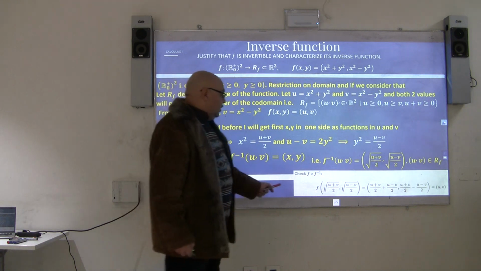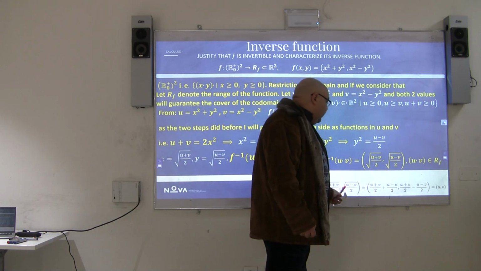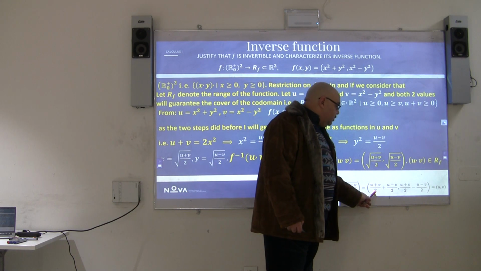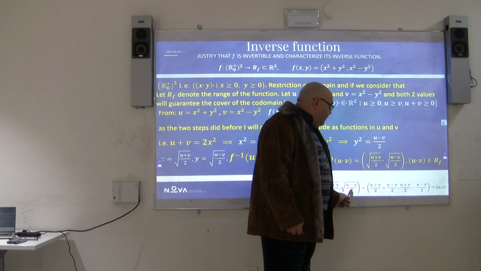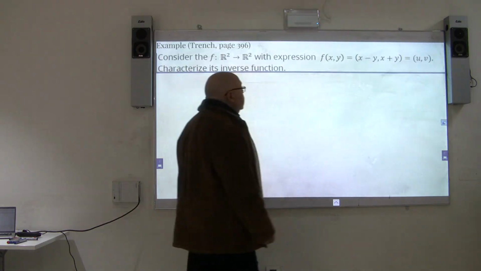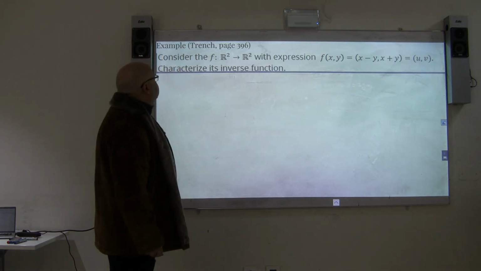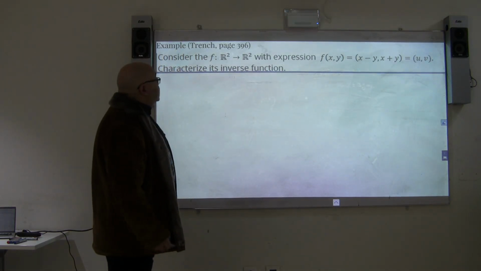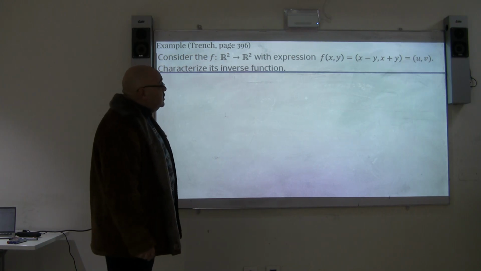Okay, here's what I mean. Here are the two values. If you make the substitution by the values that we have, then the two roots will disappear. Okay.